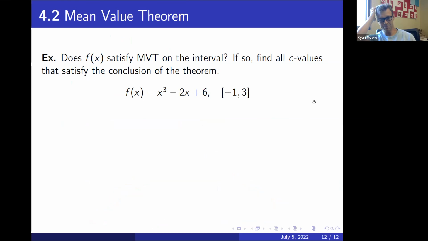Okay. Let's check out this example. Kind of a similar one to what we just saw. Does f of x satisfy the mean value theorem on the interval? If it does, find all the c values that satisfy the conclusion of the theorem, where there's at least one c that's equal to the same slope as the slope connecting the endpoints. Okay, and we're going to do it for f of x equals x cubed minus 2x plus 6 on the interval from -1 to 3.